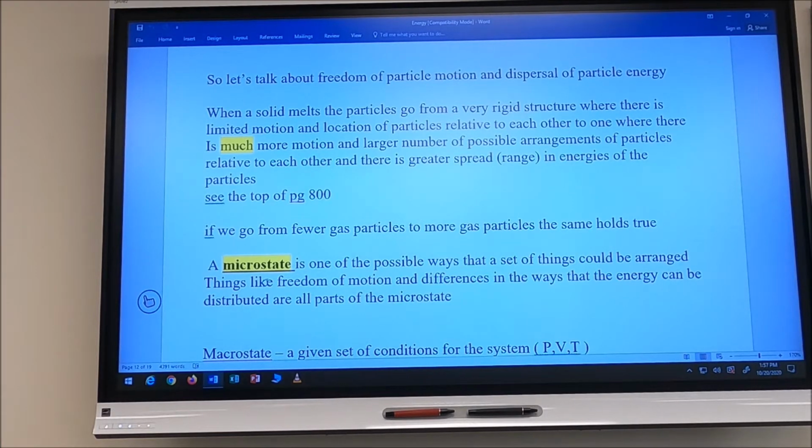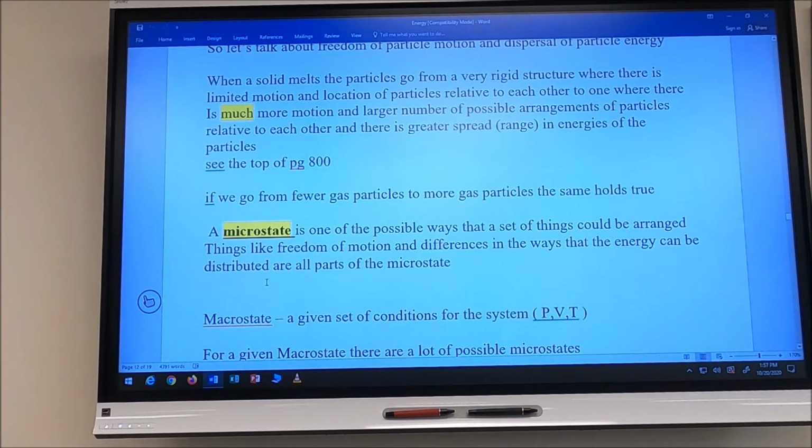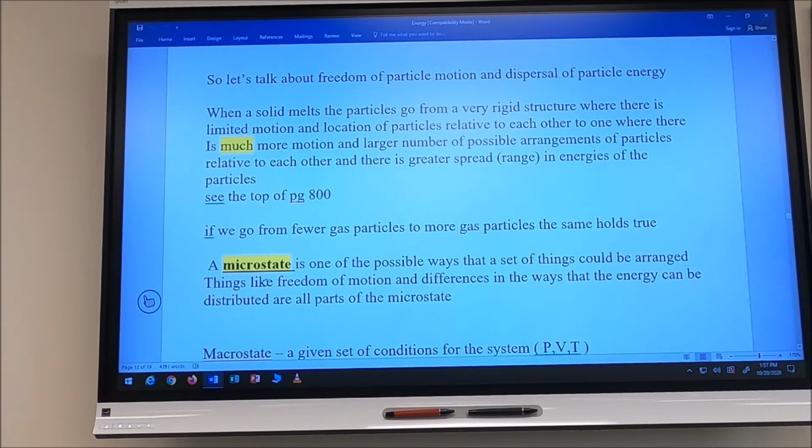Okay, so all this leads us to something called a microstate. A microstate is one of the possible ways that a set of things can be arranged. Things like freedom of motion and differences in the way that the energy can be distributed are all part of the microstate. So think about having 10 objects in a room and think about the ways that you can arrange those 10 particles in a room. Now, if you put those all on battery-operated remote control vehicles and you start whizzing them around the room, the way that they're arranged starts changing quite rapidly. Okay?